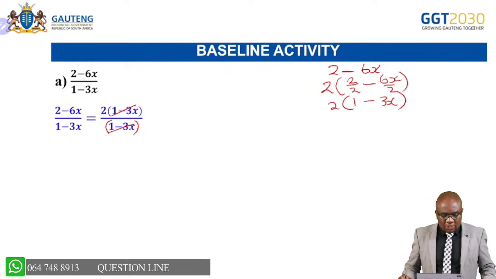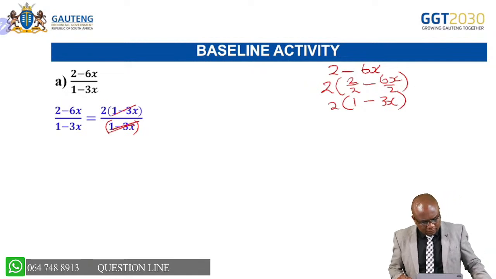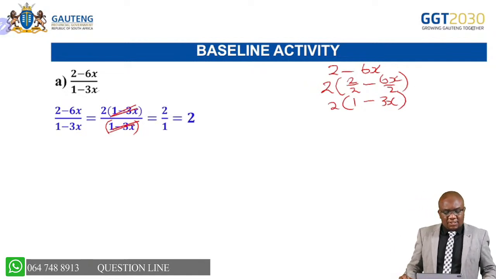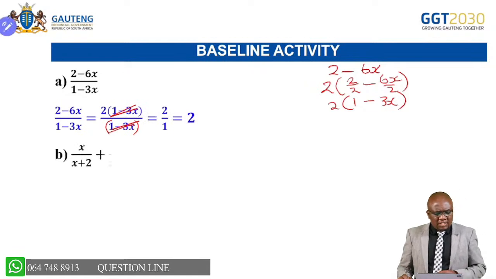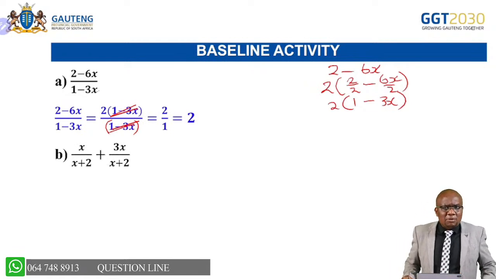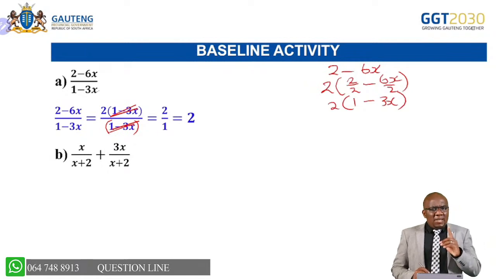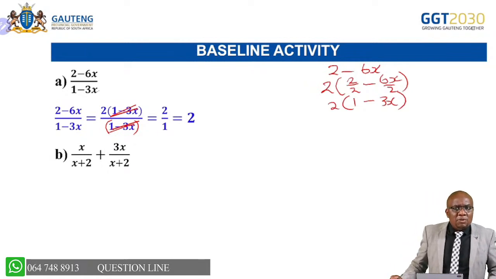So what do we remain with here? We remain with 2. Okay, so we remain with 2 there. You see that? Okay, let's move on to the next one. Did you get this one correct? Right, remember, grade 10s, what we did when you're dealing with what?